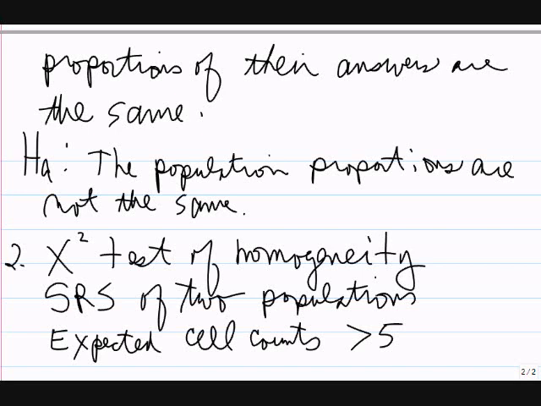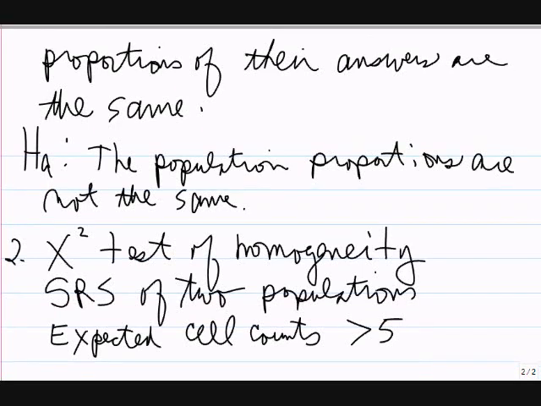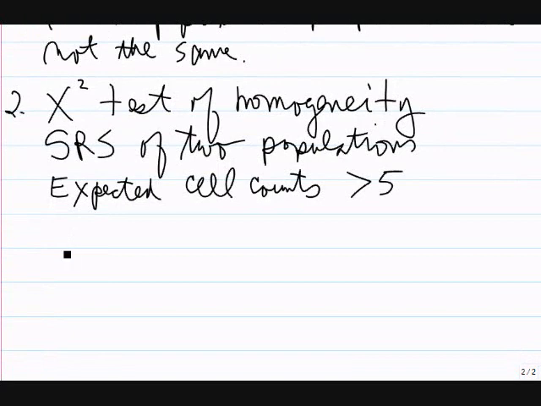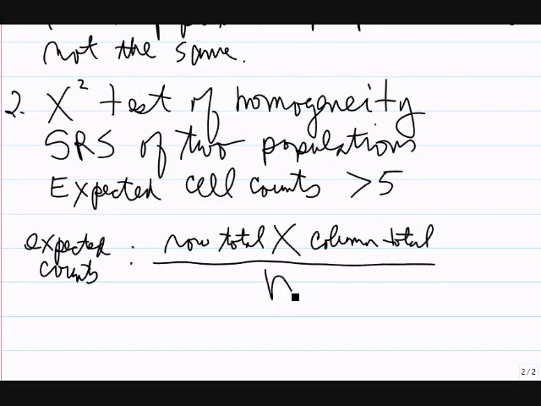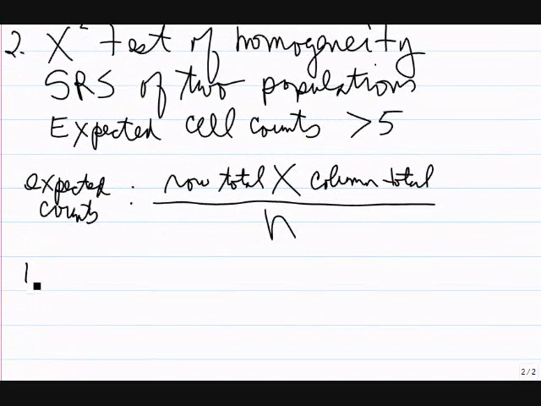Well, if you're lucky, you get them on the calculator, but you're not there yet, so my expected counts are the row total times the column total divided by n. Okay. So I'm going to be going back and forth a lot on this one. So here's going to be my two-way table for the expected counts.